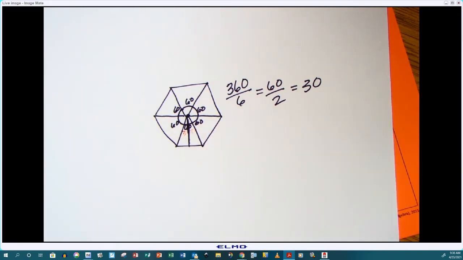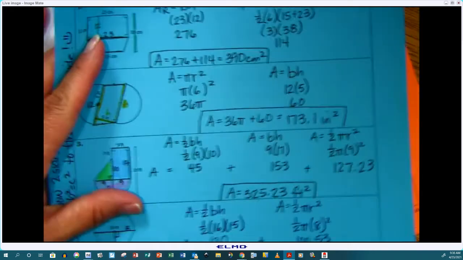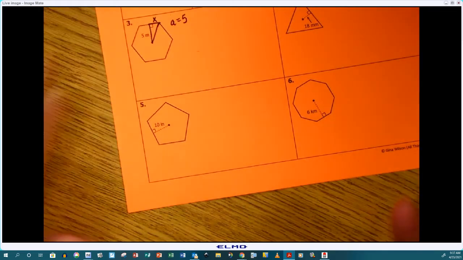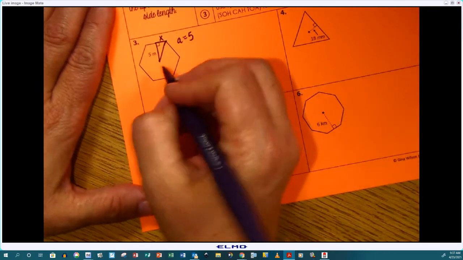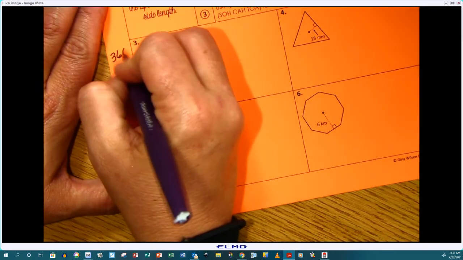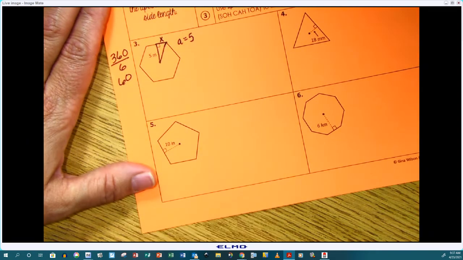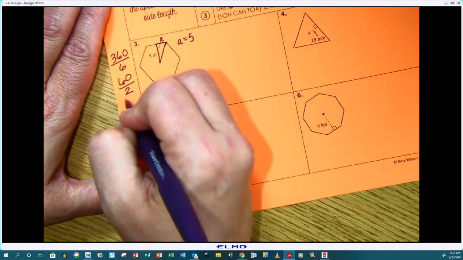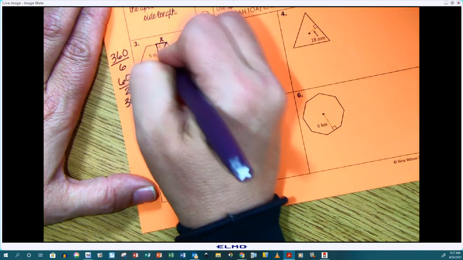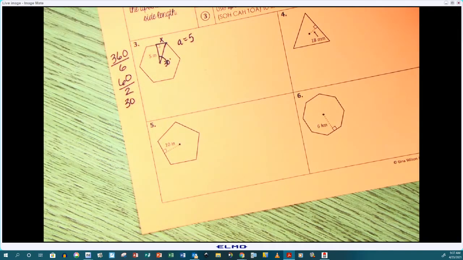Okay, so using that same concept with a different figure, you do the same thing. Okay, so I know that this is 360 degrees. There are 6 sides. So my central angle is 60, but I only need half of that central angle. So that angle is 30 degrees. You have to know that so you can do your trig. All right.